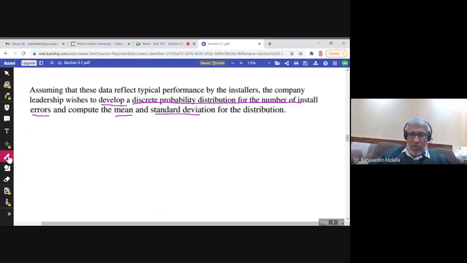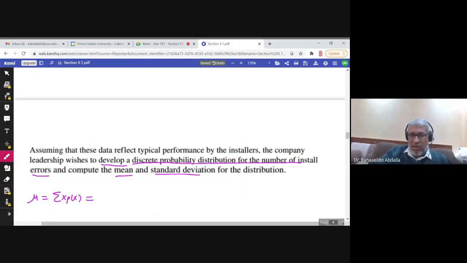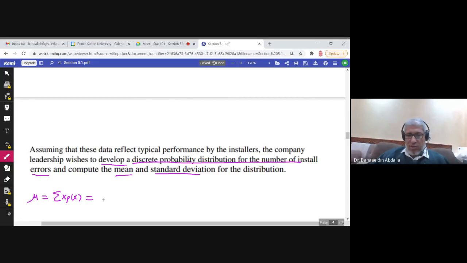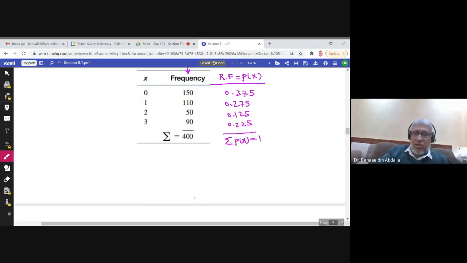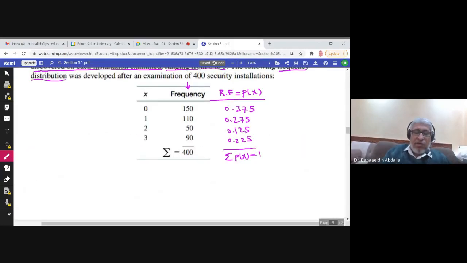So the mean or the expected value of x is defined to be summation x times P(x). So you multiply each number by its probability. So 0 times 0.375 plus up to 3 times 0.225. And then you find the answer. You can use the calculator again. You can use mode stat if you like.